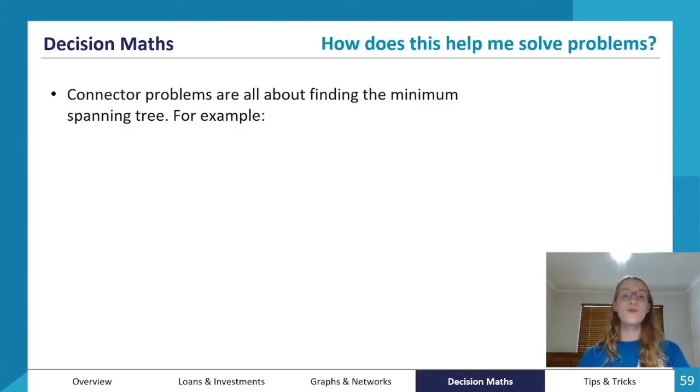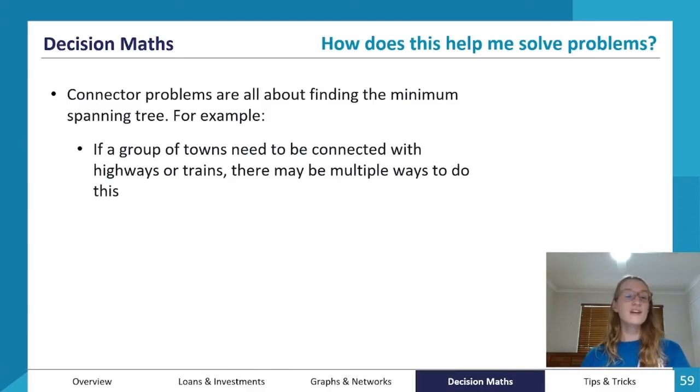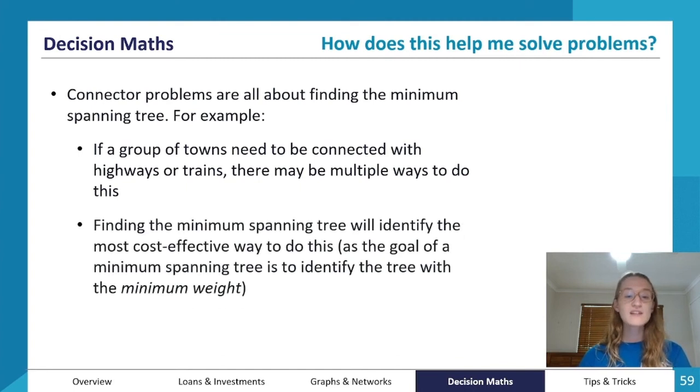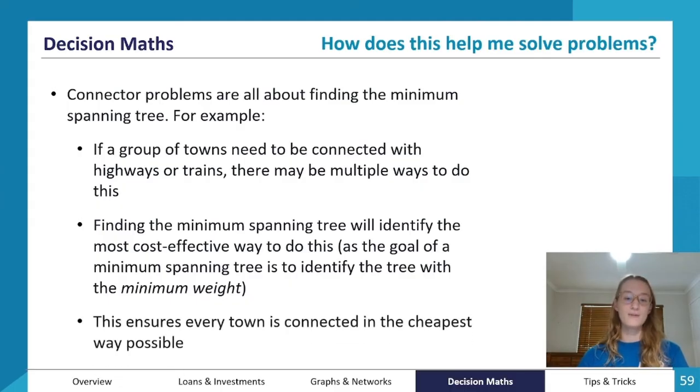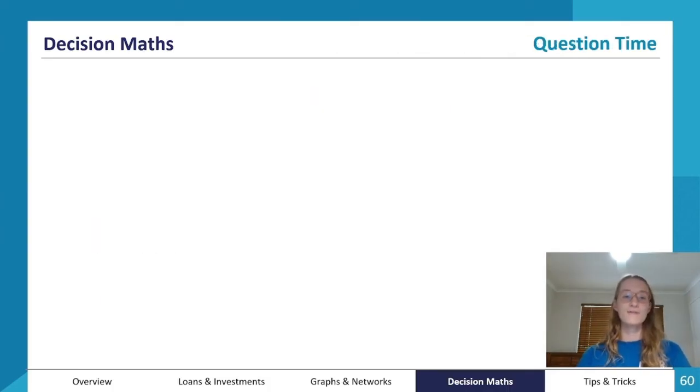So connector problems are all about finding minimum spanning trees. For example, what's the most efficient way to connect a group of towns by highways or roads or trains? It could be about finding the minimum spanning tree to find the most effective way to do an electrical wiring setup in a house. Or it might be about solving a plumbing problem because again, the goal is to find the total minimum weight. So it might help us find the most cost-effective way to solve a problem, or connect towns in the cheapest way possible with different roads. So these are all different problems they can help us solve.